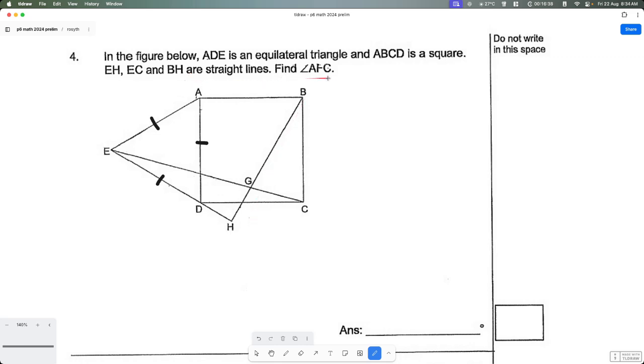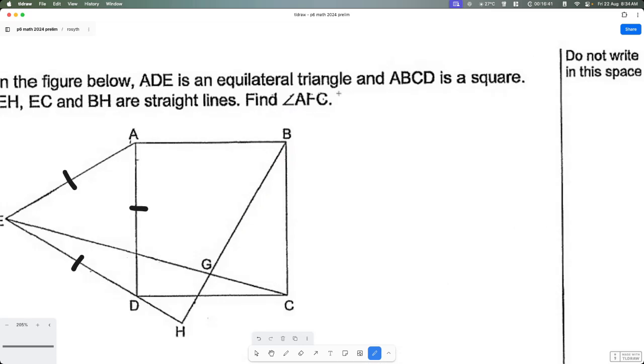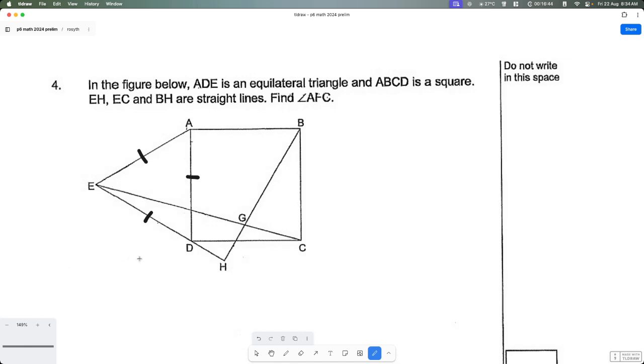Find AFC. Is it AFC? Looks like it. There's no F, but I think this is B. I think it's ABG, if I'm not wrong. Okay, sorry, it's AFC. Where is F? So AFC, I believe is this one. There's no F here, but I believe this is F over here. So we want to get AFC.